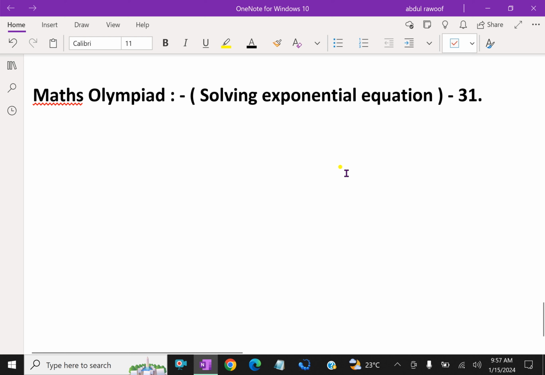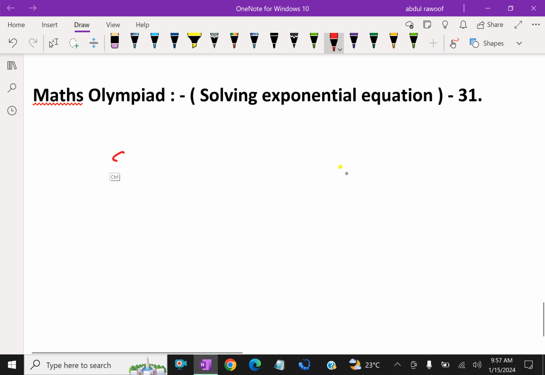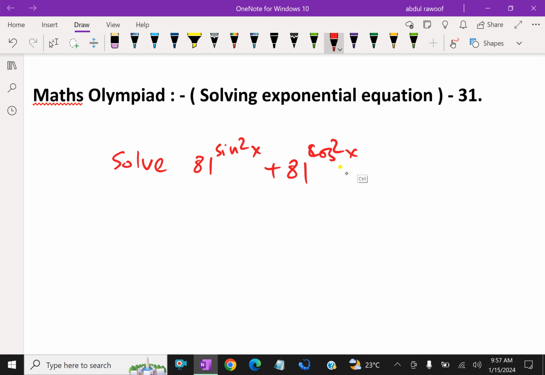Look at this example. Solve 81 power sine squared x plus 81 power cos squared x equal 30. Here, sine squared x and cos squared x are in exponential form, where x is in radians.